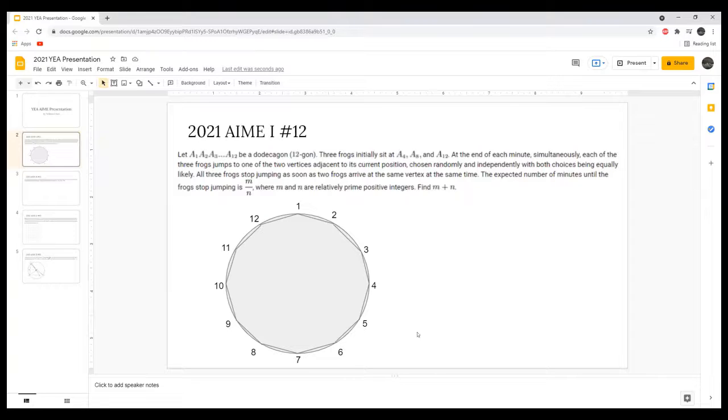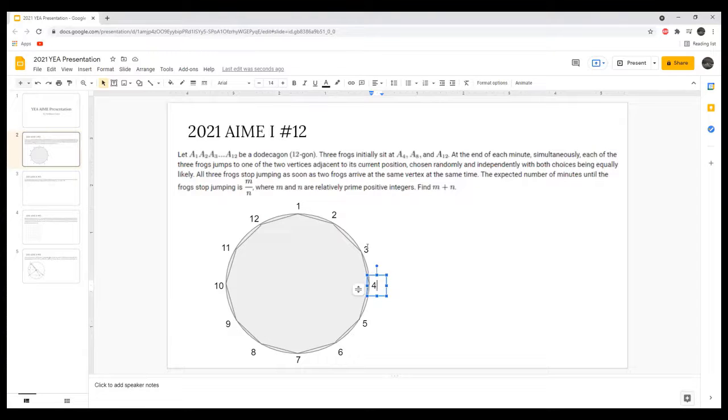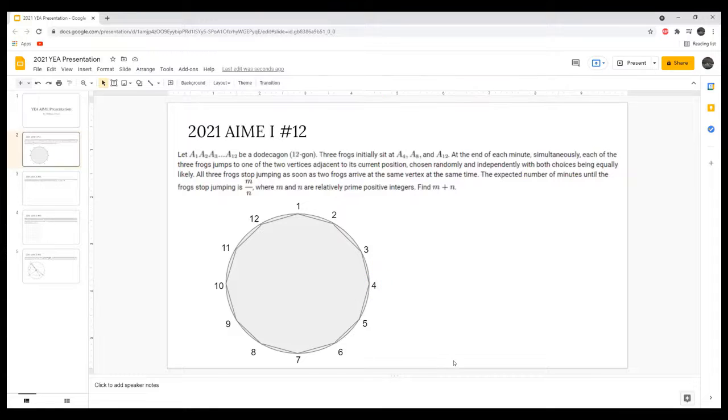So for example, in the first minute, the frog at A4 has a 50% chance to move to A3 here and a 50% chance to move to A5 here. And then as soon as 2 frogs arrive at the same vertex at the same time, everyone stops, and we want the expected number of minutes until the frogs stop jumping.